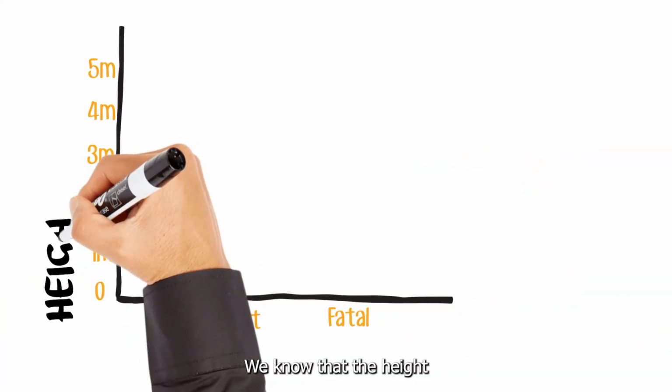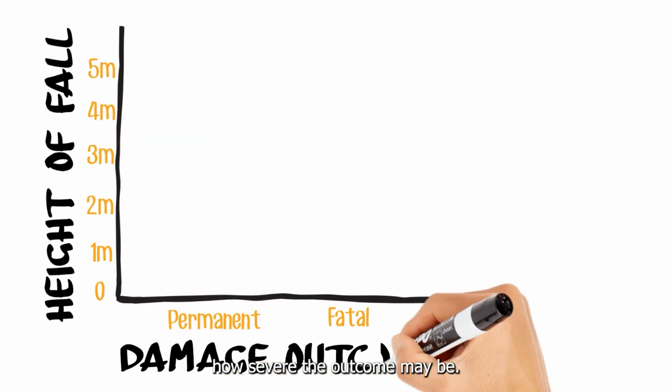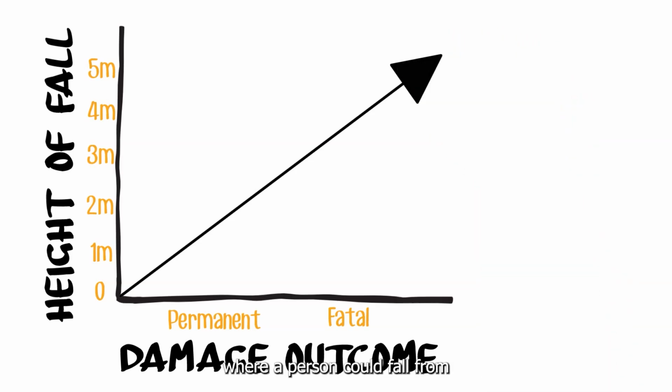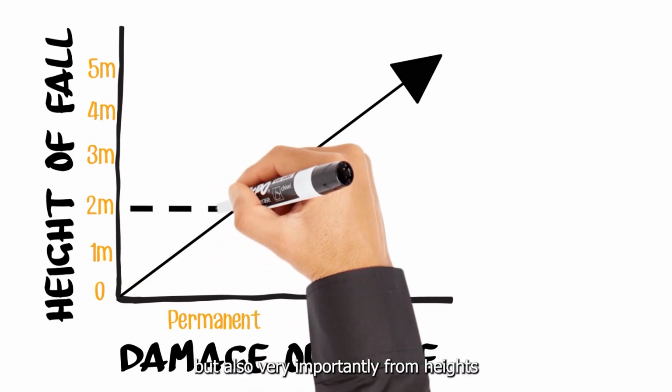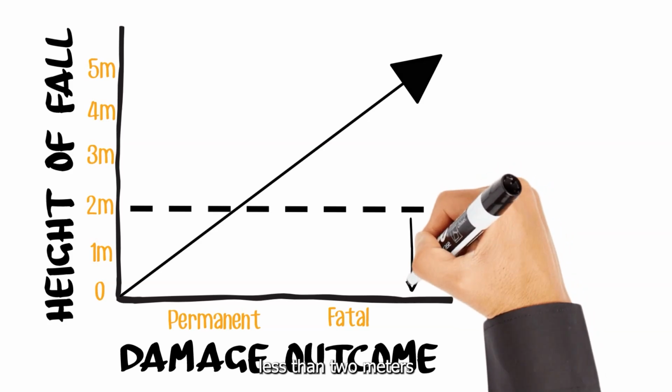We know that the height from which the person falls determines how severe the outcome may be. Therefore, we must not only identify where a person could fall from heights greater than 2 meters, but also, very importantly, from heights less than 2 meters.